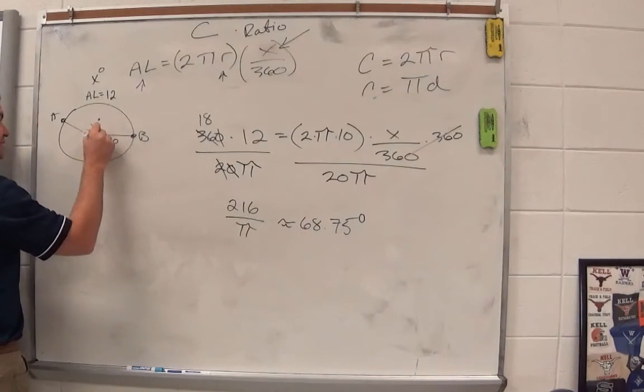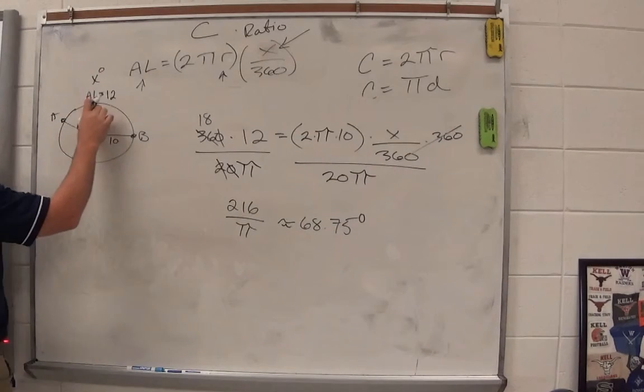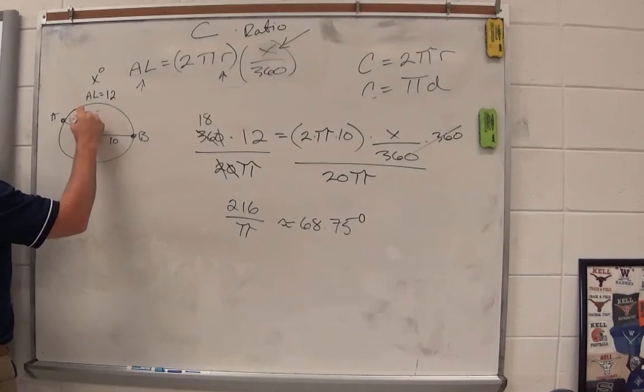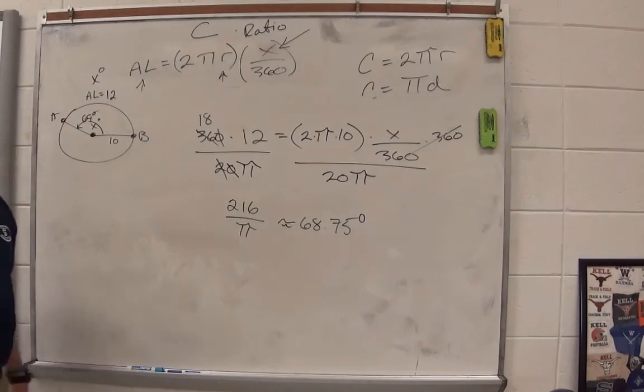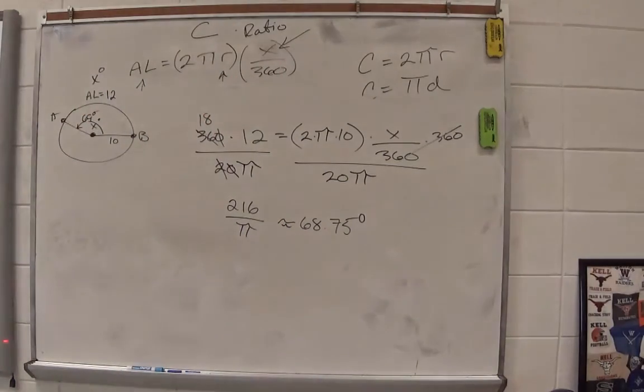That means from this line over to this line, even though it doesn't look like it, is approximately 69 degrees. If I rounded to the nearest degree, it would be 69 degrees. Okay? So, they're either going to give you the arc length and ask you to find the ratio or the radius, or they're going to give you the ratio and the radius and ask you to find the arc length. Okay? Questions? Anybody have any questions? All right.